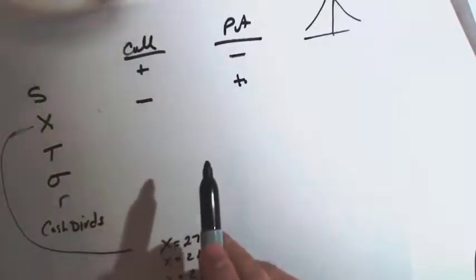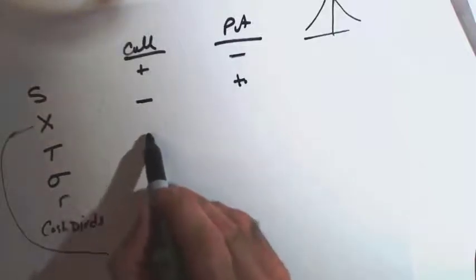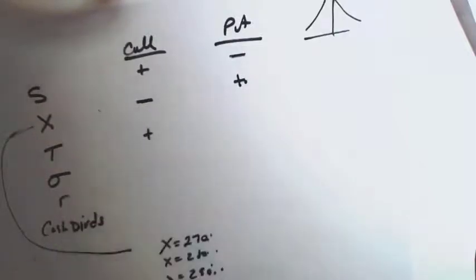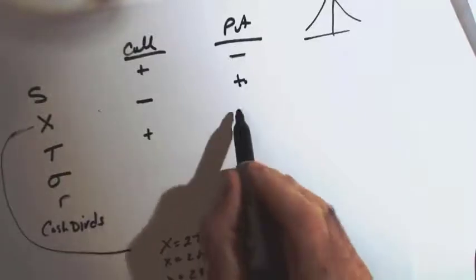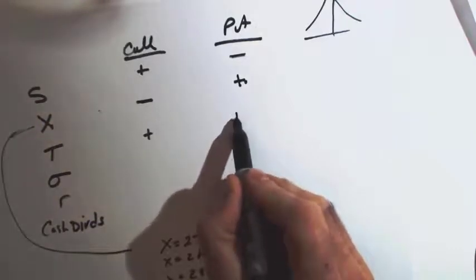Okay, now with time to expiration, the longer the call, the more valuable the call is. It's like insurance. Remember I told you a call is kind of like an insurance value or has speculative value. So when the time goes up, the call goes up in value. Okay. Now the put is going to be positive also.